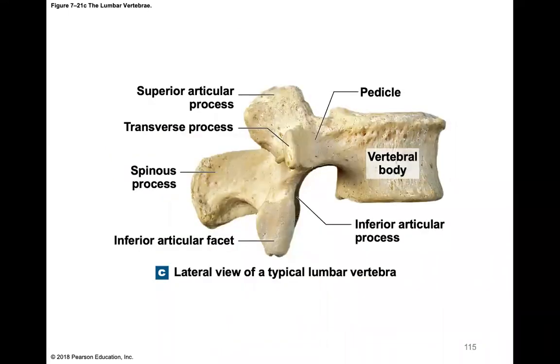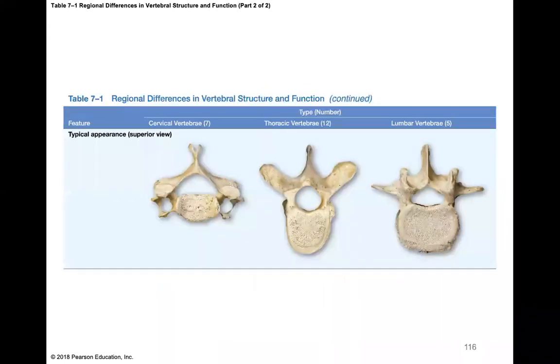And this is looking at a typical lumbar vertebrae. So here are the 3 types of vertebrae: cervical, thoracic, and lumbar. Please make sure you're able to identify the differences between the 3. There are distinct differences between the 3.